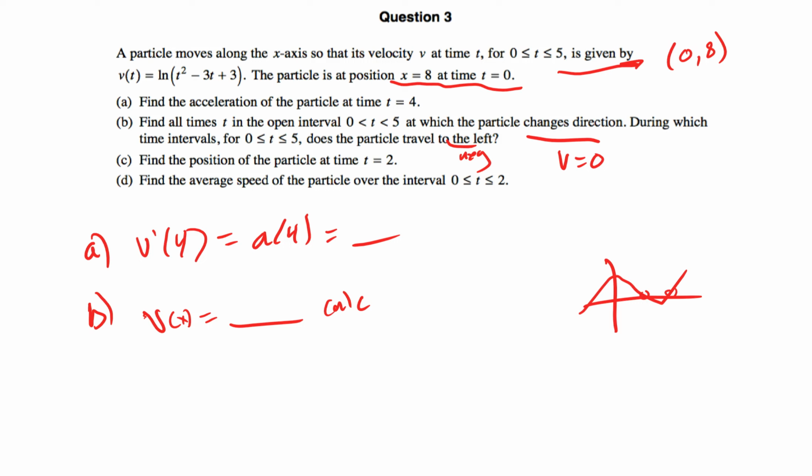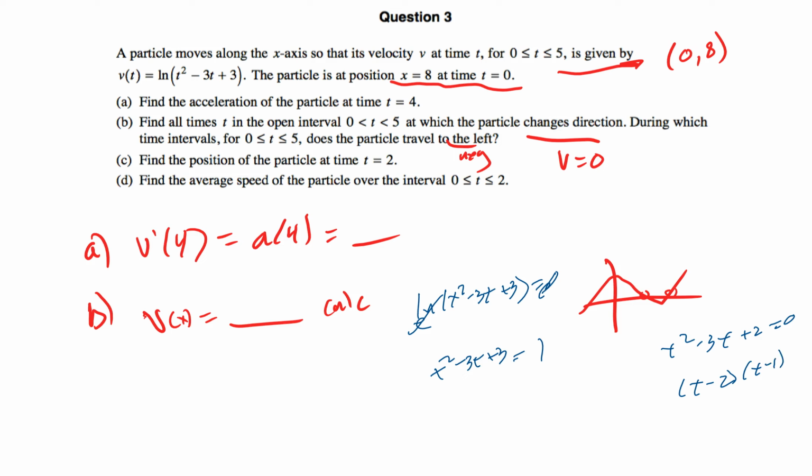If you don't have a calculator, it's actually not too bad to solve by hand. If you want to solve this by hand, it'll be natural log of t squared minus 3t plus 3 equals 0. Take e to both sides, because again, I'm trying to find when velocity equals 0. That's all I'm trying to find. That e to 0 is just 1, equals t squared minus 3t plus 3. So I'd get t squared minus 3t plus 2 equals 0. So you get (t minus 2)(t minus 1). So t equals 1 and 2. So if you're going to do it by hand, it's 1 and 2. That's where it changes direction.